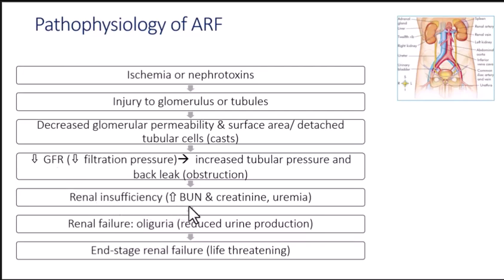So we'll see an increase in blood urea nitrogen. We'll see an increase in the presence of serum creatinine. We'll also see an increase in urea in the blood, which is referred to as uremia. Renal failure can result. One of the first indications here is that reduction in urine production. And then if it persists, you can get to the point of end-stage renal failure, and that can be life-threatening.